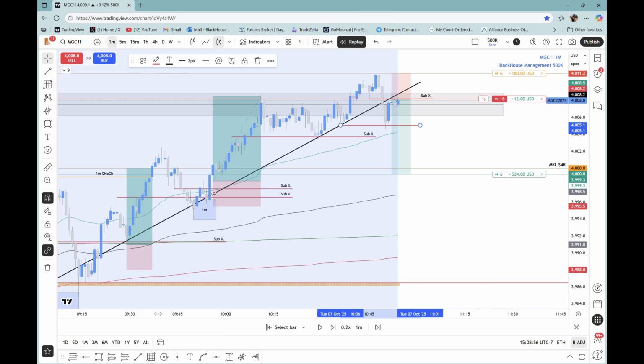So this is also very important. This is the last time, at 5.1. 5.1 was the last time price touched this internal range liquidity trend line to the upside. Price came and swept that.